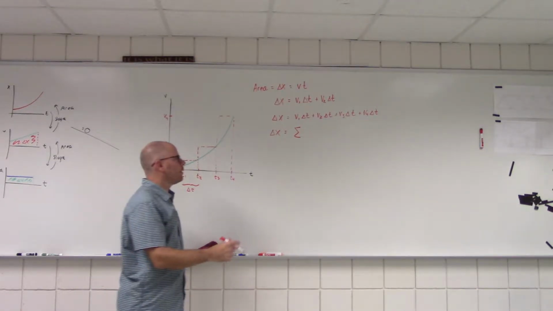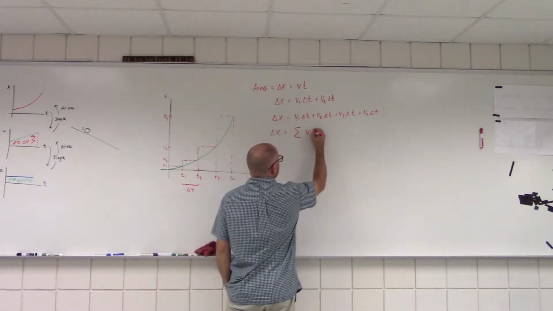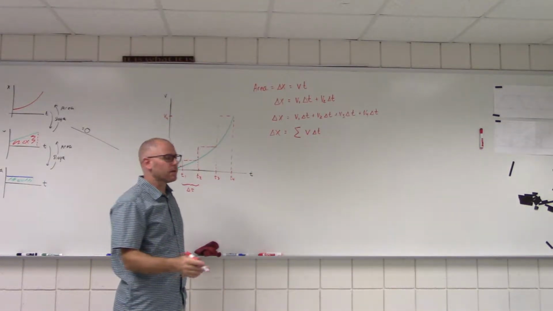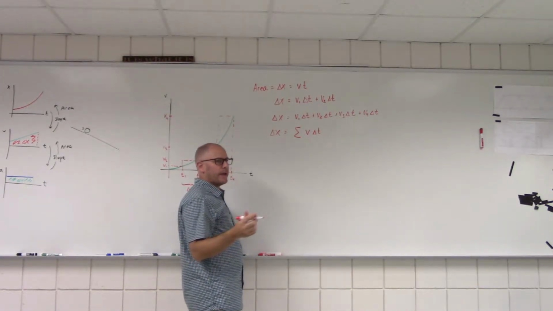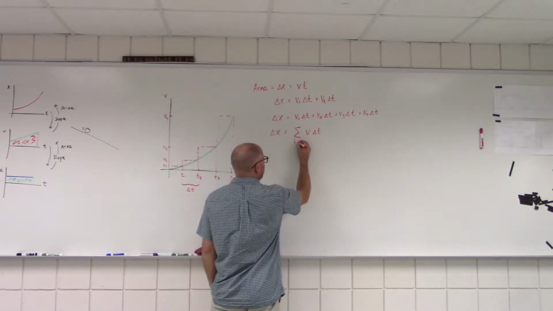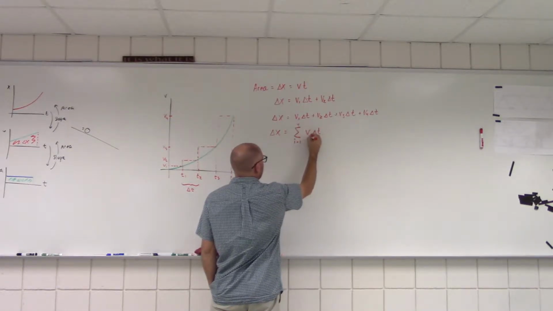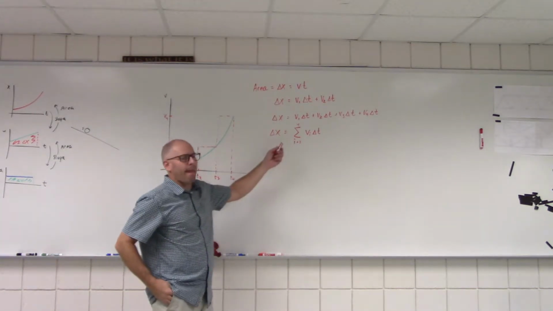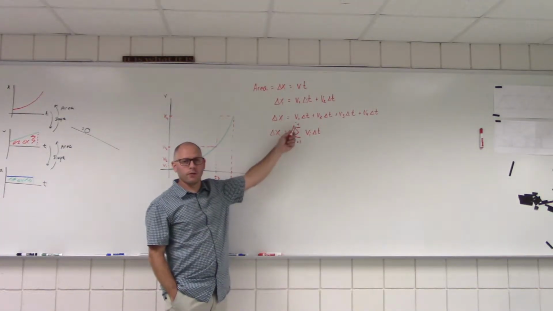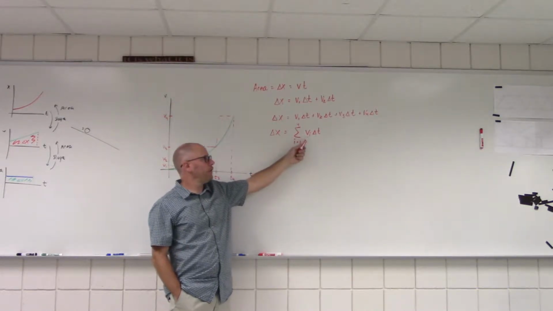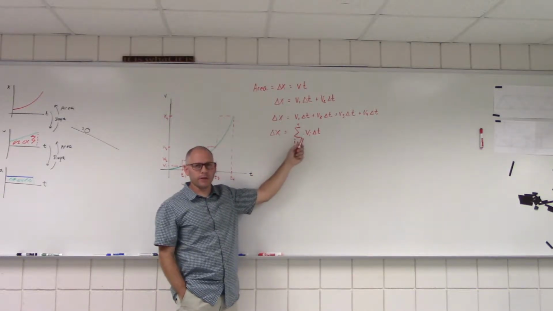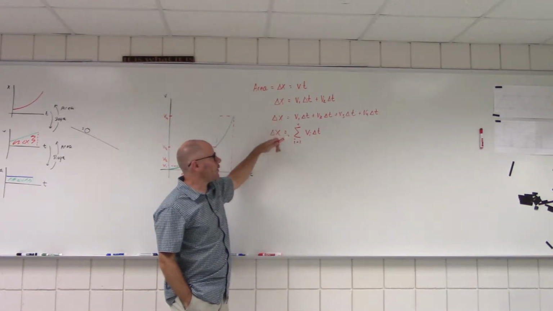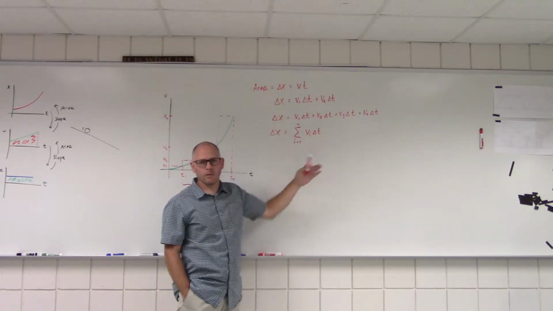What am I adding up? Well, I'm adding up v delta t, but what v's? Well, let's just say i is a variable. So this notation says, as i goes from 1 to 4, add up v1 times delta t plus v2 times delta t plus v3 times delta t plus v4 times delta t. So these two lines are equivalent. This one's just a shorter notation for writing it, which I think is cool.